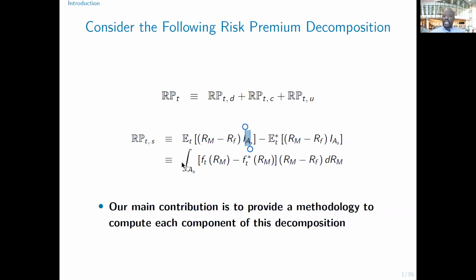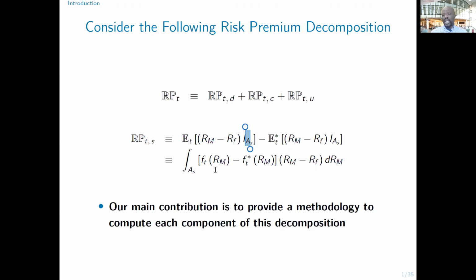Alternatively, this can be written as an integral of the wedge between the physical density and the risk-neutral density, multiplied by the excess return. So what you see here is a neat decomposition of the equity risk premium into several components related to exposures to various regions of the return distribution. Our main contribution in this paper is to provide a methodology to compute each component of this decomposition.